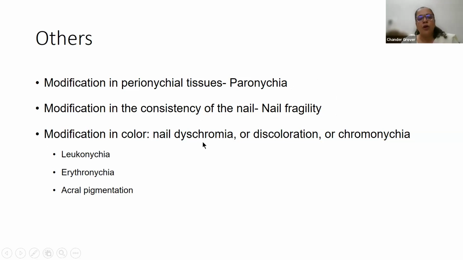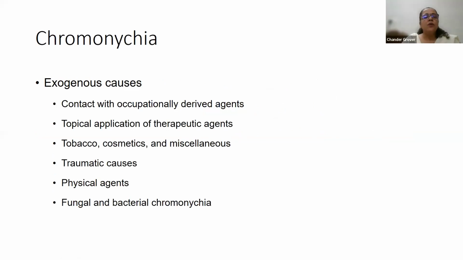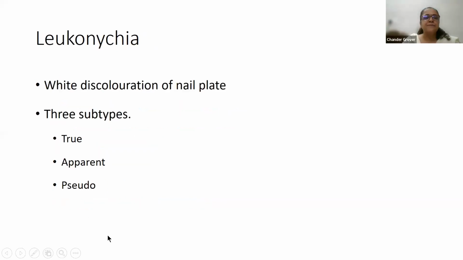Now this color, we know the normal pink color, anything other than that is dyschromia. So let's talk about the exogenous causes. We call it chromonychia. Contact with occupationally derived agents, topical applications, tobacco, the smoker's nail and the quitter's nails, we know. The nail is going to show you how much a person smokes, and nail is also going to show you if they have quit. Traumatic causes, physical agents, fungal and bacterial chromonychia, the organisms, especially Pseudomonas producing green color, and especially the dermatophytes producing melanonychia.